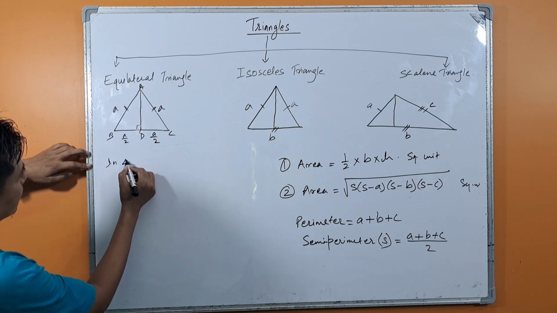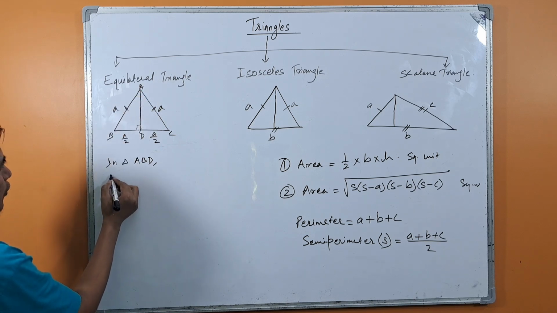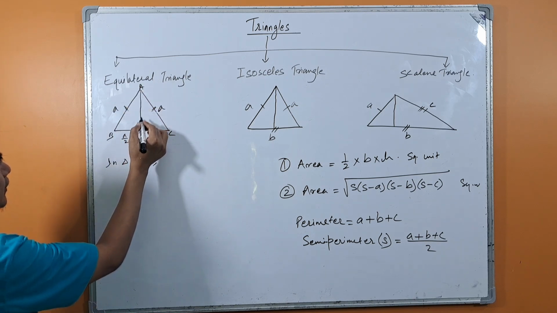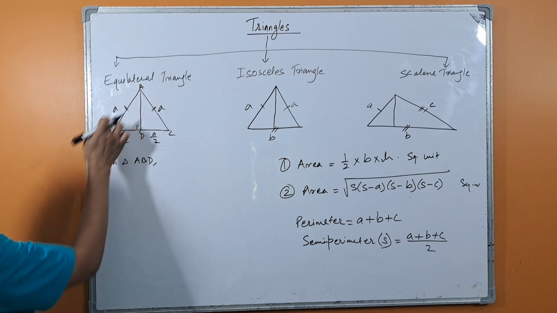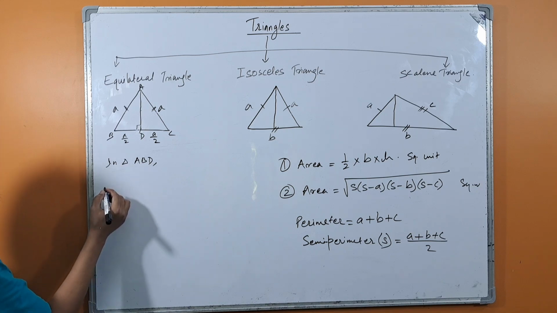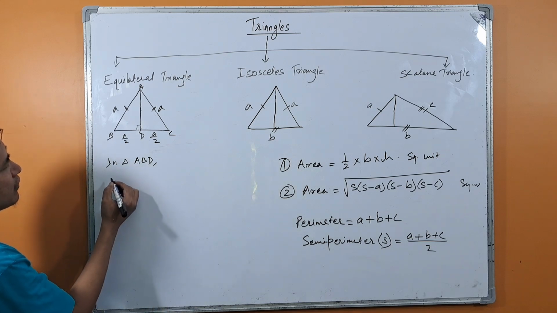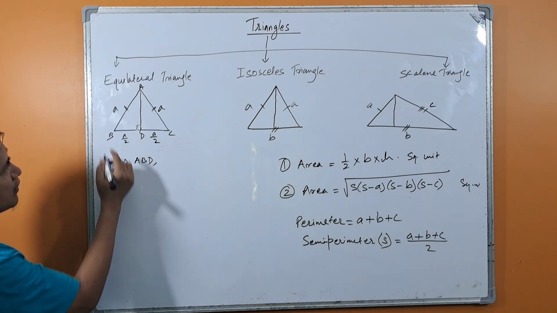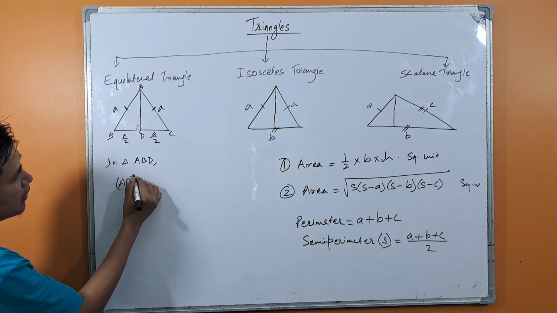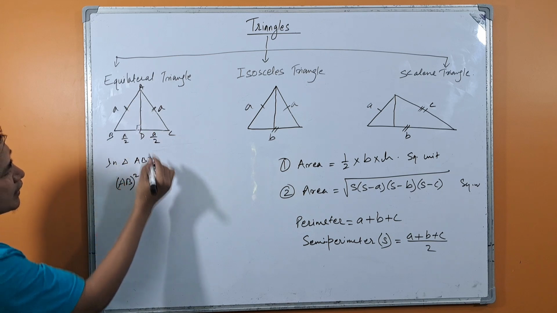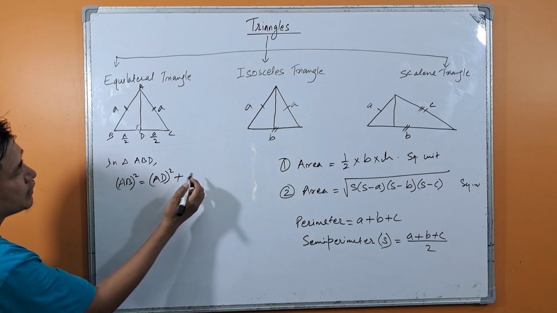In triangle ABD, AB is the hypotenuse, isn't it? And AD is the perpendicular and BD is the base of triangle ABD, isn't it? So using Pythagoras theorem, hypotenuse square equal to perpendicular square plus base square. What is hypotenuse? Hypotenuse is AB. AB hypotenuse square equal to perpendicular, that is AD square, plus base square, that is BD square.